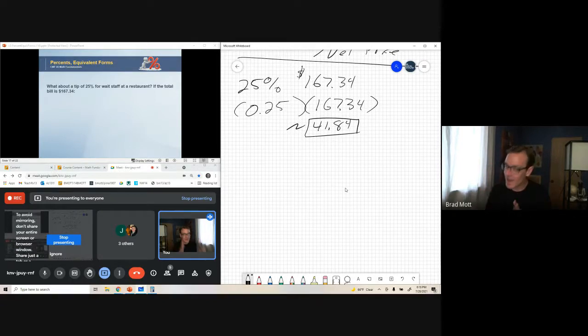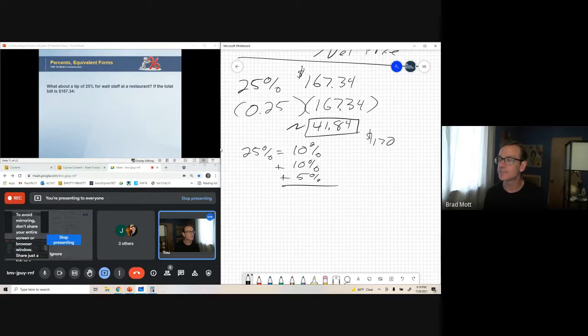And so if you wanted to calculate this or get close to this number and impress your friends and family when you're out to dinner, you could break 25% down to 10% plus 10% plus 5%. Okay? And you can do this all in your head. So let's round 167 up to $170, just to make the math a little easier. Multiply 170 times 0.1, or 10%, that's $17.